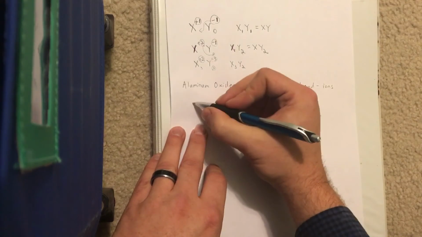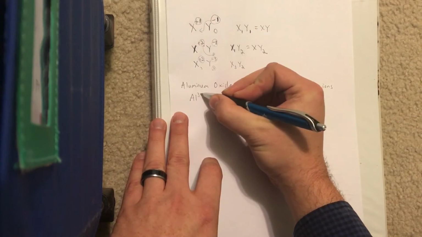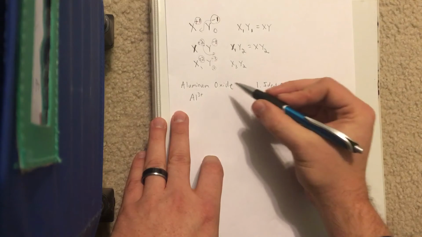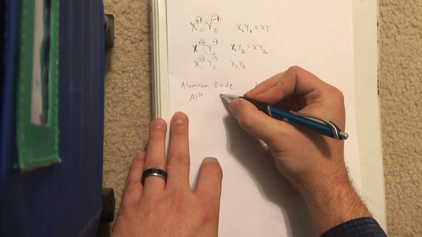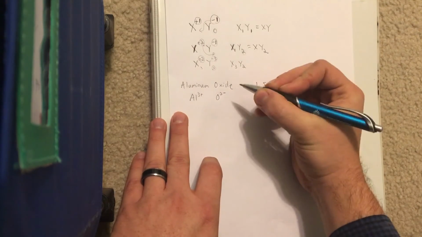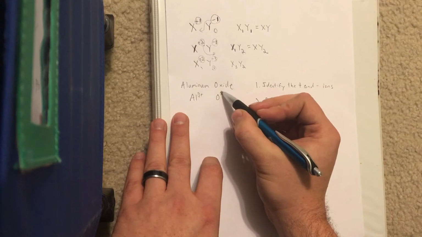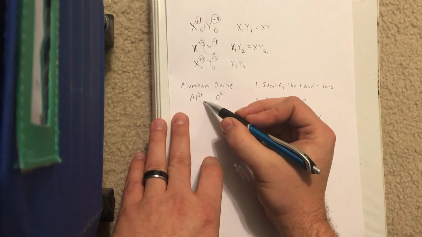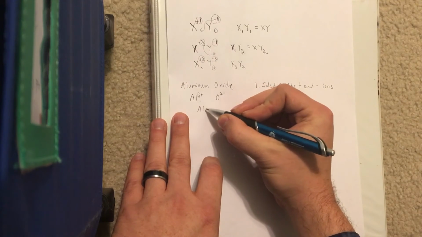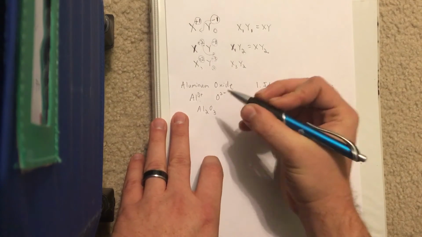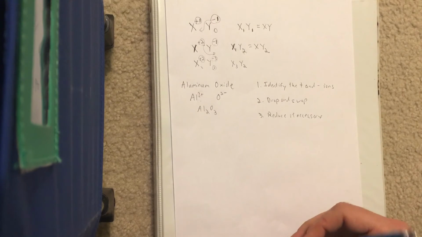We can look at our periodic table to determine that the aluminum ion has a 3+ charge, and that the oxygen ion, or the oxide ion, has a 2- charge. Therefore, we would write this 3 as a subscript for oxygen, and this 2 as a subscript for aluminum. That gives us Al2O3, which is the formula for aluminum oxide.